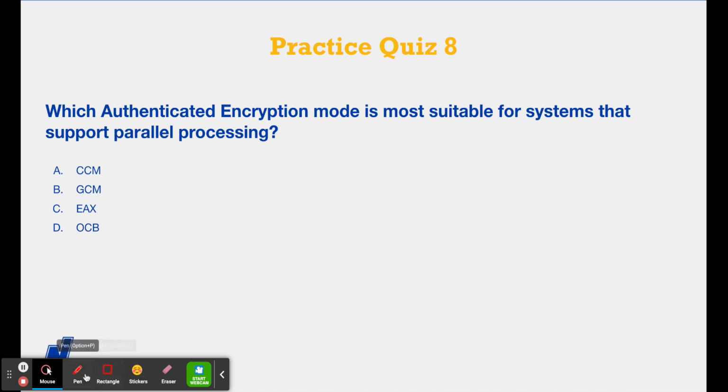And so the correct answer for this one is B. It is designed for high performance on systems that support parallel processing. Its ability to simultaneously encrypt and authenticate data, coupled with its efficiency throughout, makes it the most suitable for systems that can perform parallel operations.